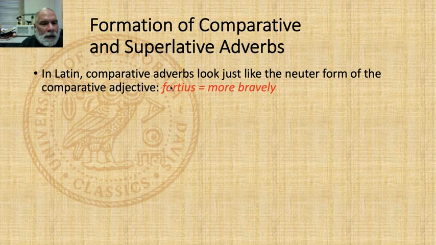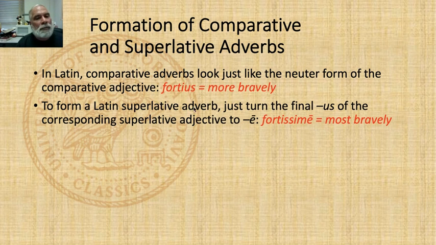In Latin, comparative adverbs look just like the neuter form of the comparative adjective. You may remember that the comparative from the adjective fortis, forte is fortior, fortius. Fortior is the masculine and feminine. Fortius is the neuter. Fortius, the neuter form of the comparative adjective, doubles as the comparative adverb. So fortius here can be an adjective merely meaning braver in the neuter. However, it also can be the comparative adverb more bravely.